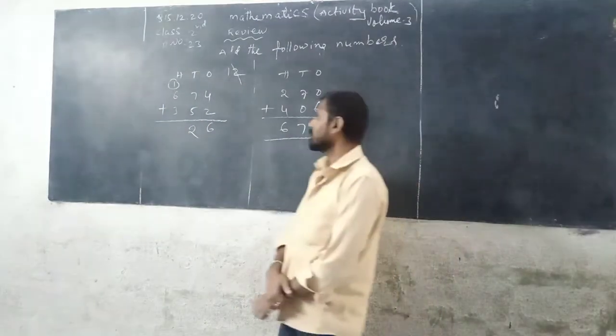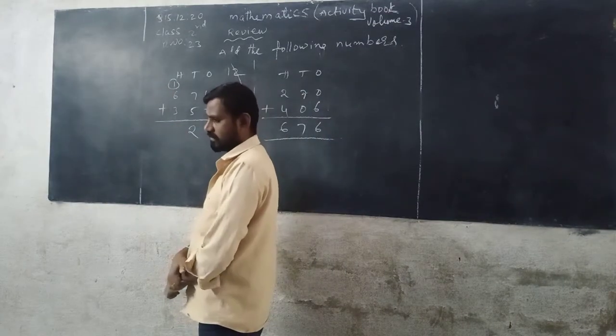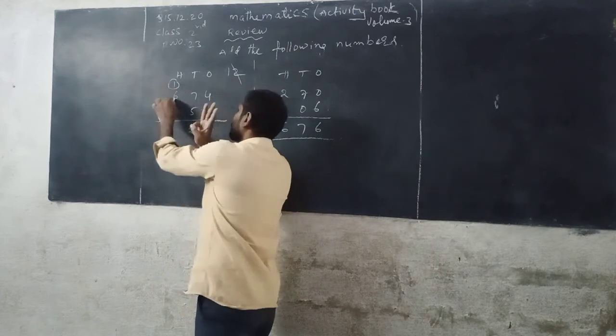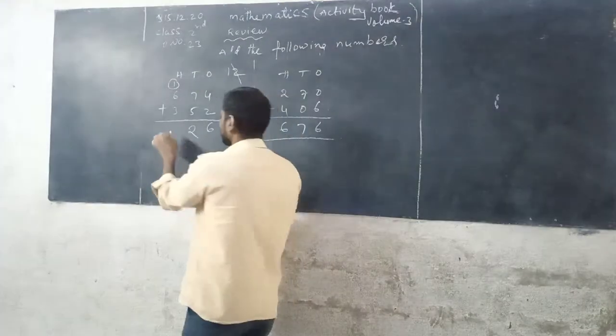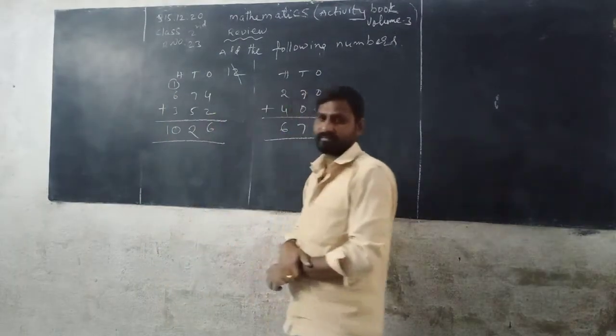Now next we add the digits in hundreds place. 1 plus 6, 7. So how many fingers do I have to take? 3 fingers. 1 plus 6, 7, 8, 9, 10. So there is no carrying because this is the last place of the given number.